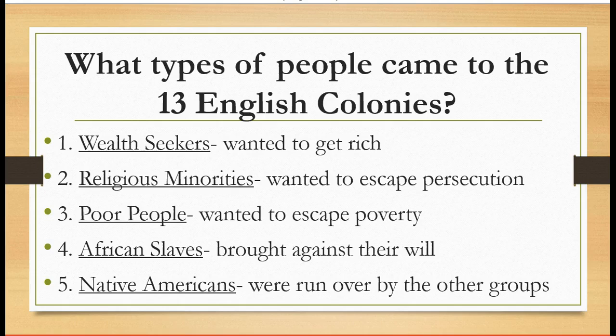Number 1 were wealth seekers. These were people that were coming here for one reason and one reason only. That was because they wanted to get rich.